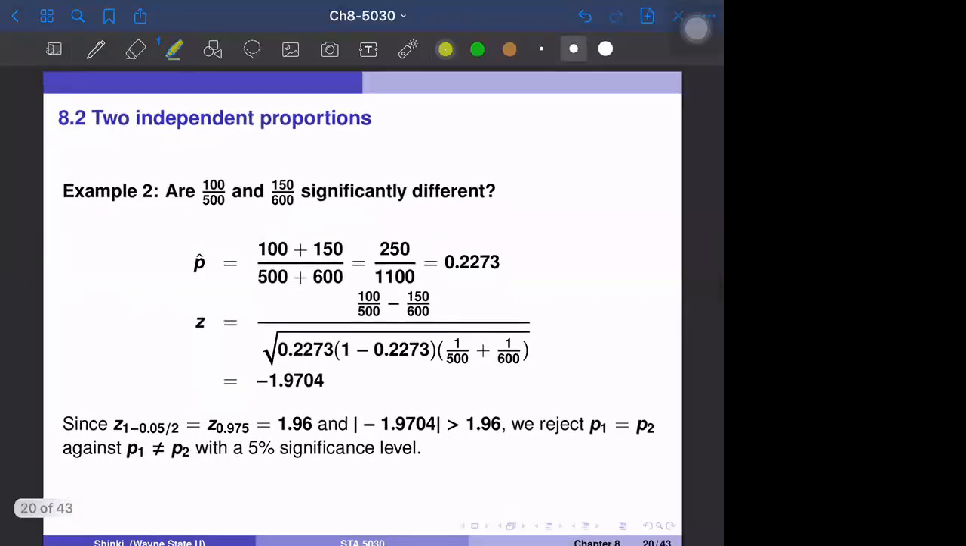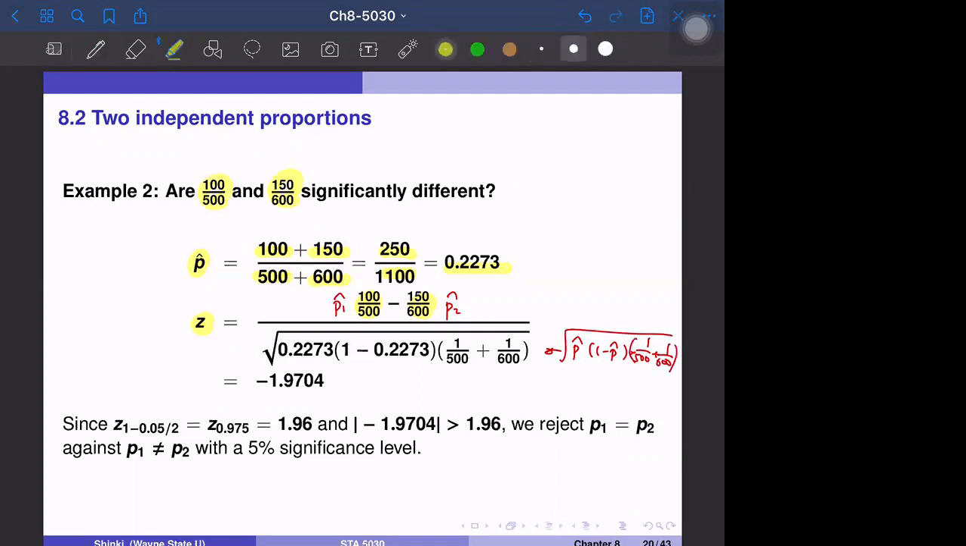And here is an example, just a concrete example. The two proportions are 100 over 500 and 150 over 600. And p hat is the overall proportion: 500 plus 600 in the denominator, and 100 and 150 in the numerator. So that is 22.73%. That is p hat. And so z is equal to the difference between p1 hat and p2 hat, divided by the square root of p hat times 1 minus p hat, times 1 over 500, that is n1, plus 1 over 600.